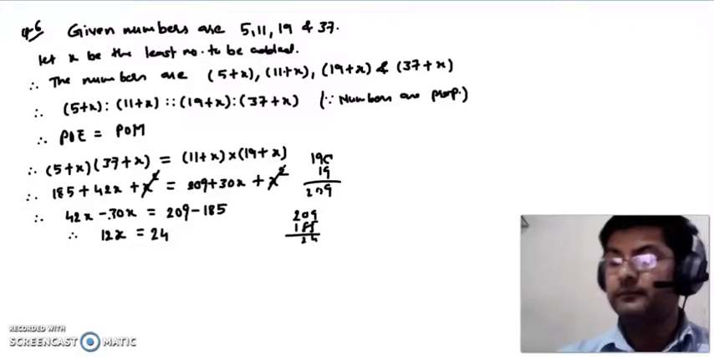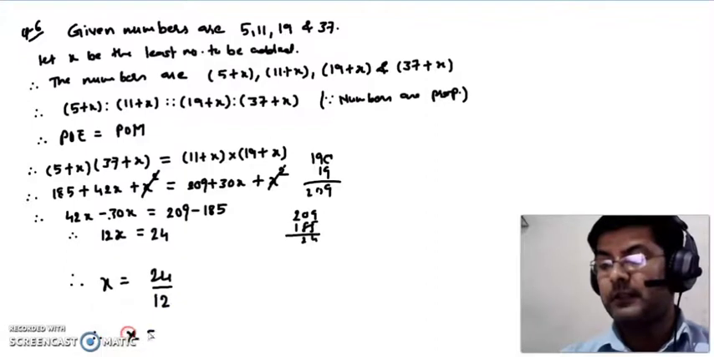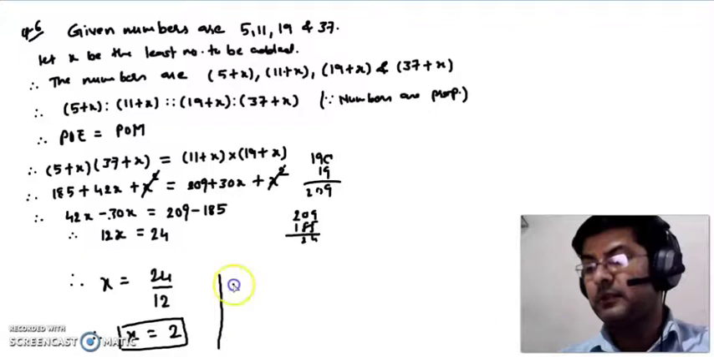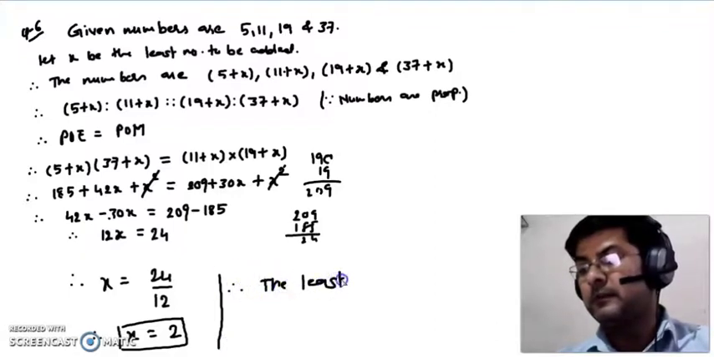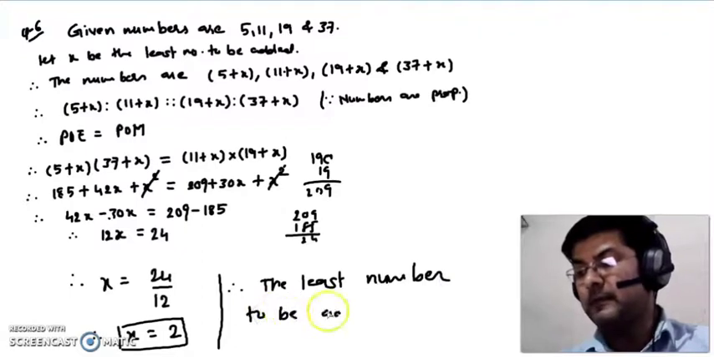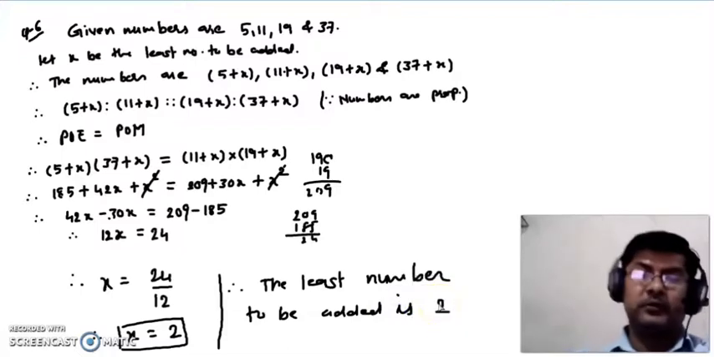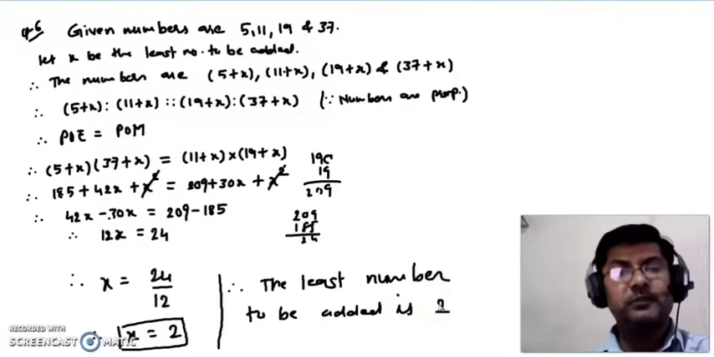Therefore x is equal to 24 upon 12, and therefore x is equal to 2, and therefore the least number to be added is 2. Clear? So this is the answer. Question number 6 is over.